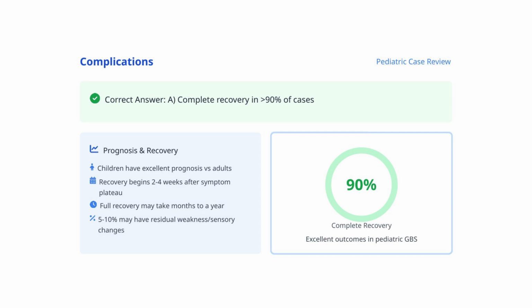Children with Guillain-Barré syndrome generally have an excellent prognosis compared to adults. Recovery typically begins within 2 to 4 weeks after symptoms plateau, although full recovery may take several months to a year. Approximately 5 to 10% of children may experience some residual weakness or sensory changes. Factors associated with poorer outcomes include need for mechanical ventilation, rapid progression of symptoms, and axonal forms of the disease.